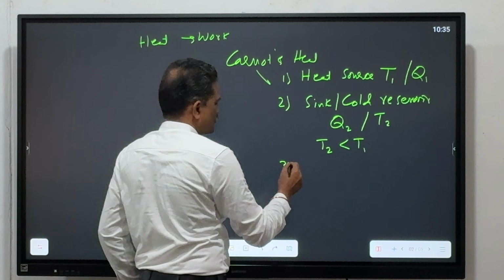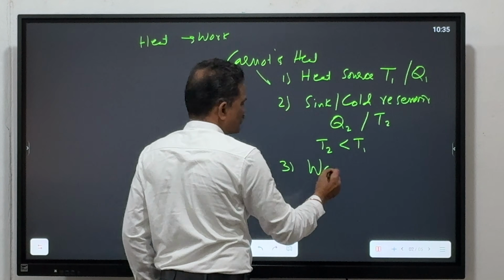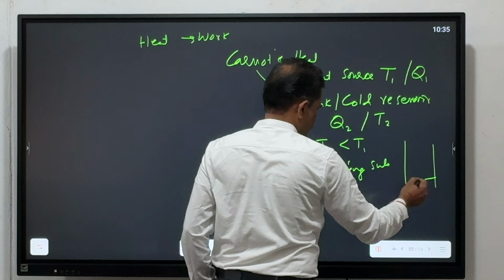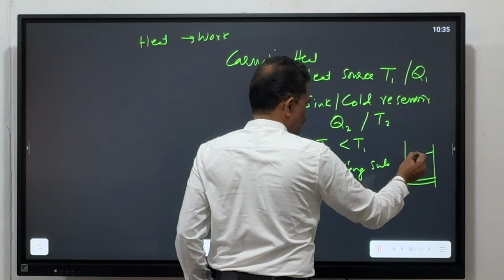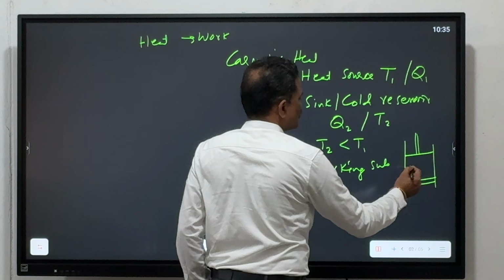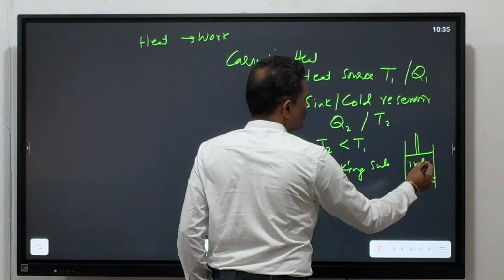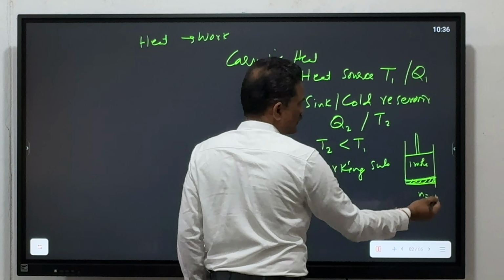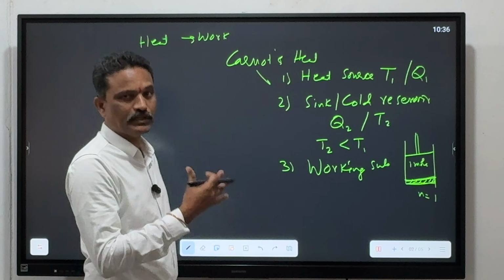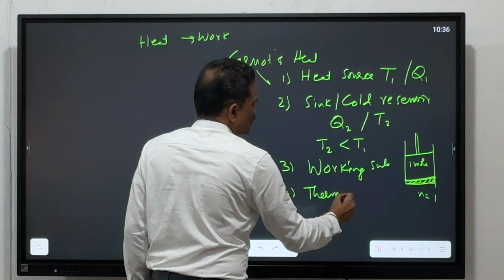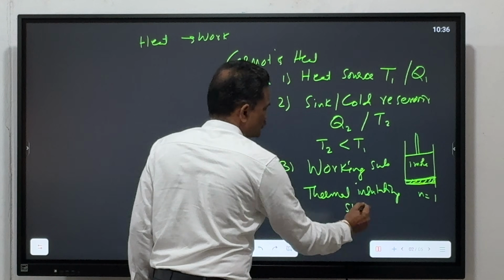The third part consists of a working substance. What do you mean by working substance? Working substance is nothing but 1 mole of ideal gas, enclosed in a cylinder having a piston. The base is conducting. Only from this side can heat enter or leave the gas. The fourth one is a thermal insulating slab or sheet.